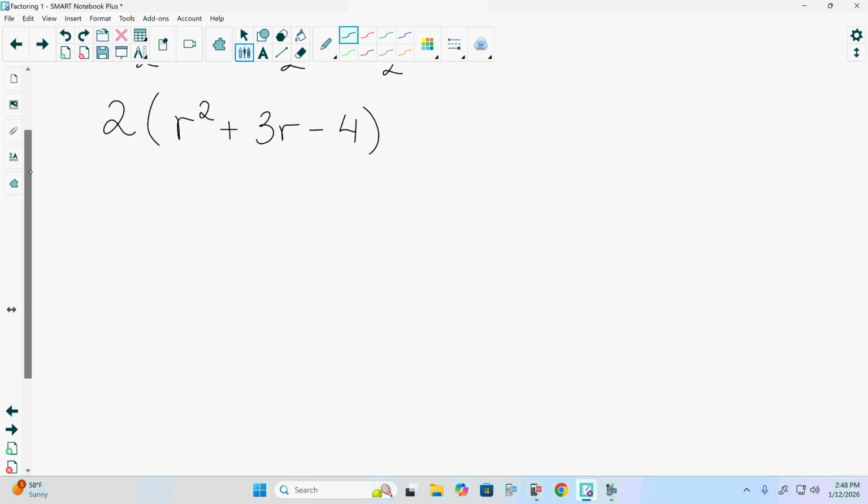The signs aren't changing. The only way the signs would change is if we divided a negative out. And the only reason I would want to divide a negative out, as part of our greatest common factor, is if the number in front of our variable being squared, r squared, was negative.